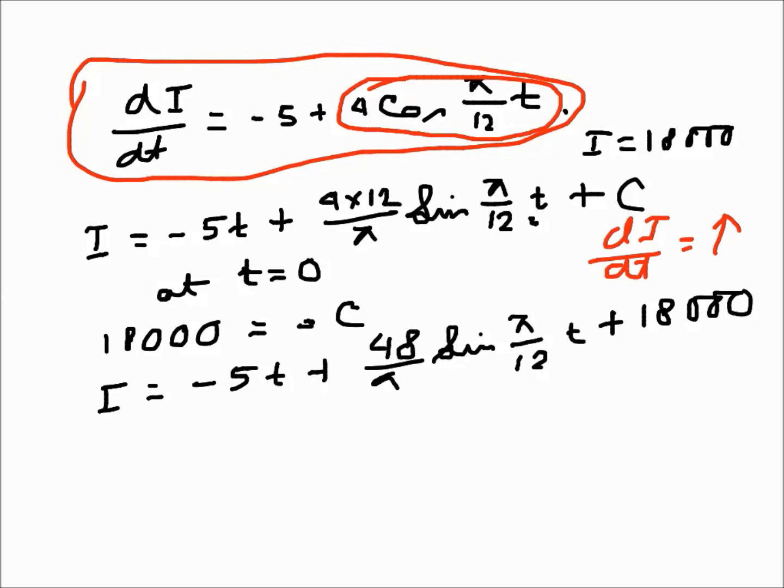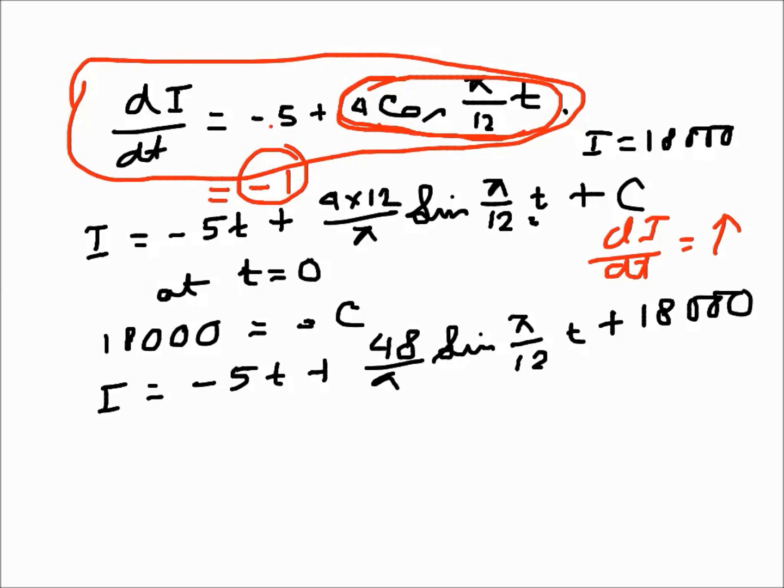So we can see here that the maximum value of this one is 4 and the minimum value is minus 4, of course. So the maximum value of this one is actually minus 5 plus 4 is minus 1, so it's still negative. And that shows us that di dt is always negative. The maximum value is negative and it's even more negative at other times. So ice is always melting. That's what we get from here.